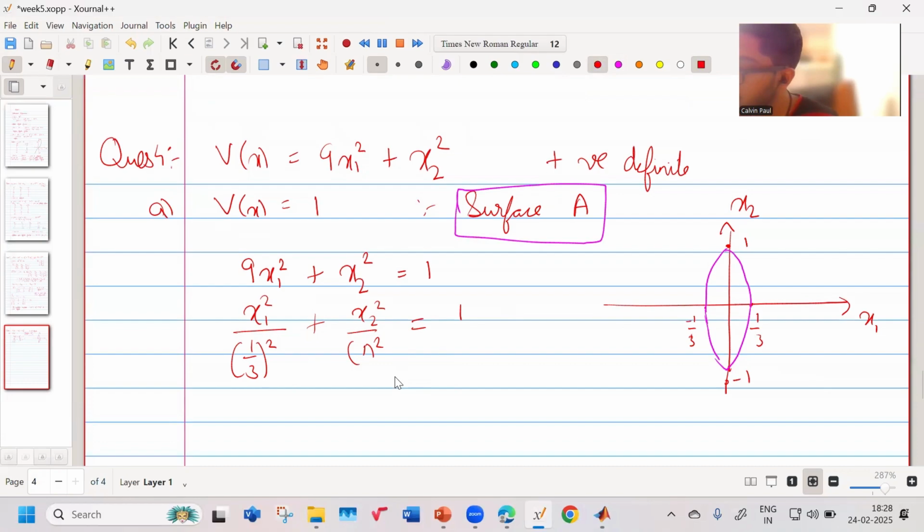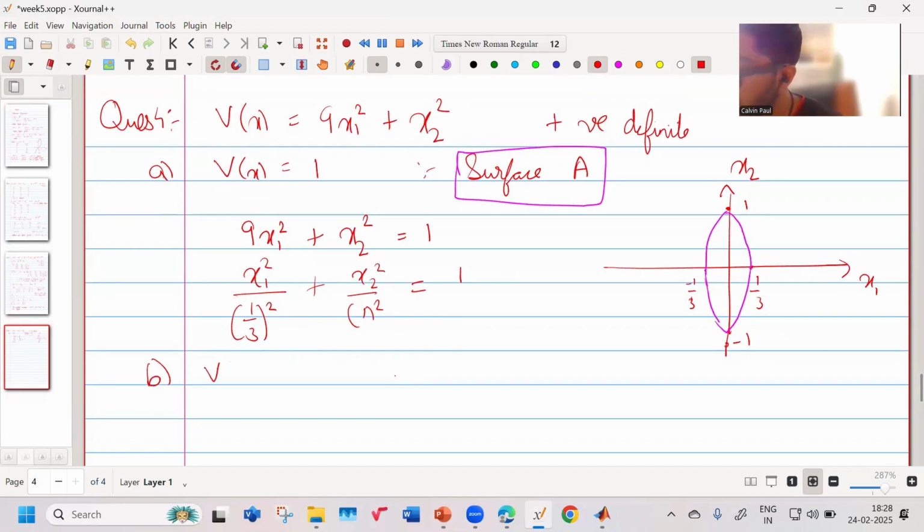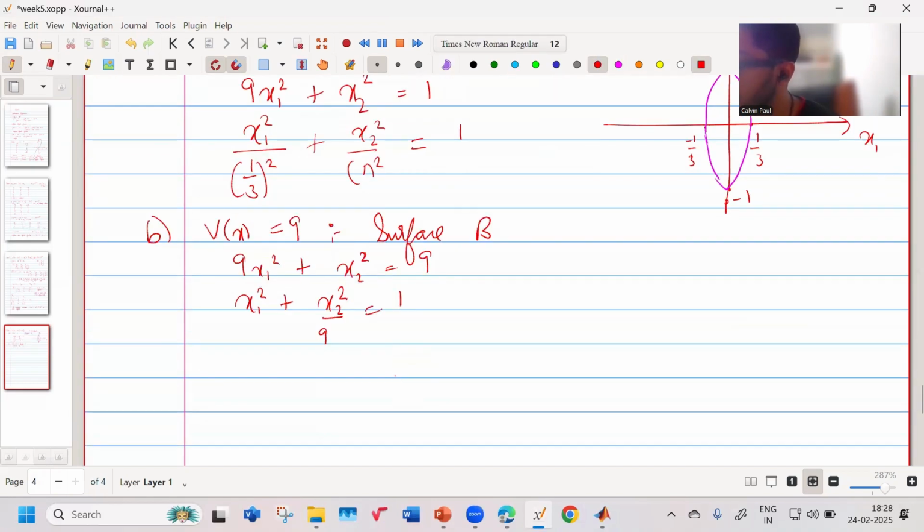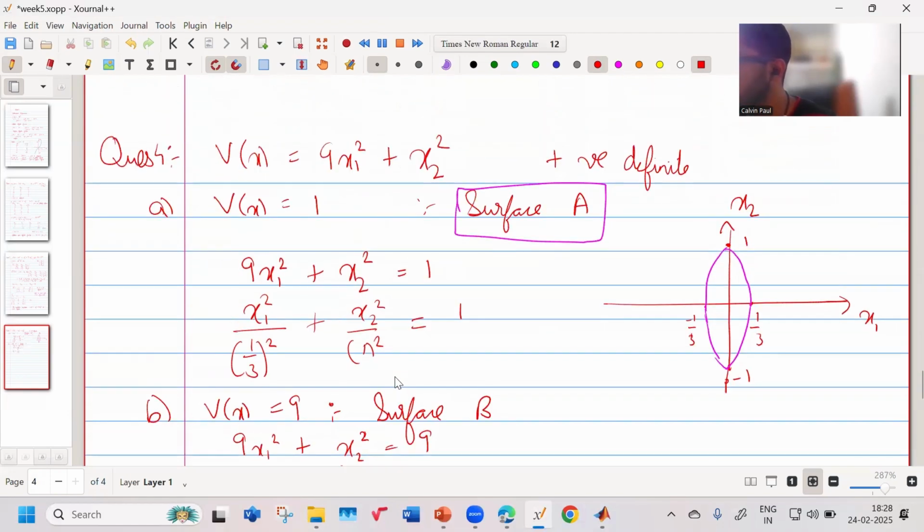Now let us go to B part, that is v of x is equal to 9. Okay, this is surface B. So how do we write it? So we have 9x1 square plus x2 square is equal to 9. So we have x1 square plus x2 square upon 9 is equal to 1. So we have x1 square upon 1 square plus x2 square upon 3 square is equal to 1. Right?